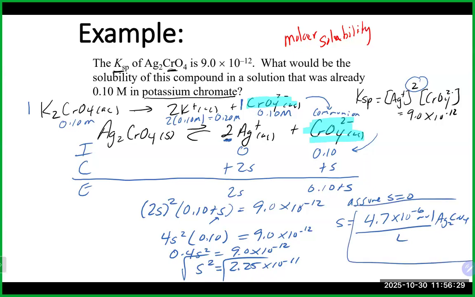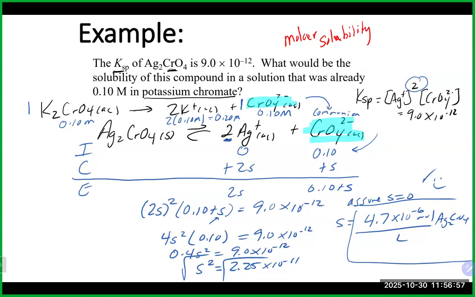We obviously could check it. So again, if you took that, divided it by 0.1, times it by 100, you're good. You're nowhere near 0.1%. So like I said, in most cases, you'll probably be pretty good on the check here, as the KSP is pretty small in this case. Obviously, if we wanted grams per liter, we could use our molar mass of silver chromate to get that. Any questions on that?